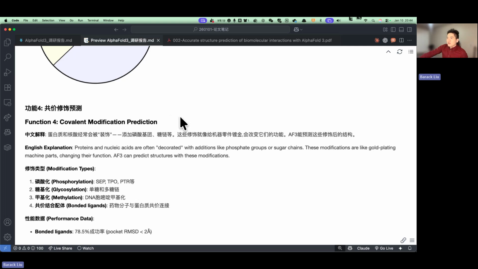Feature 4, covalent modification prediction. Proteins and nucleic acids are often decorated with additions like phosphate groups or sugar chains. These modifications are like gold plates on machine parts, changing their function. AF3 can predict structures with these modifications.